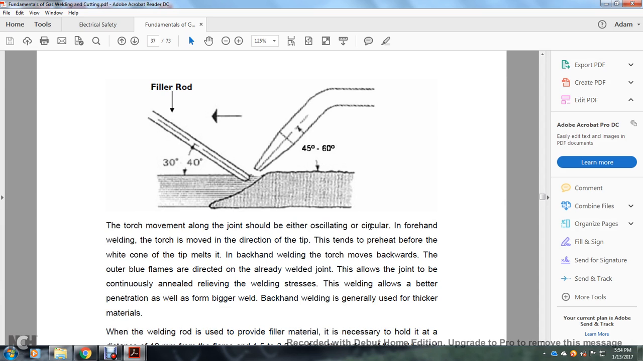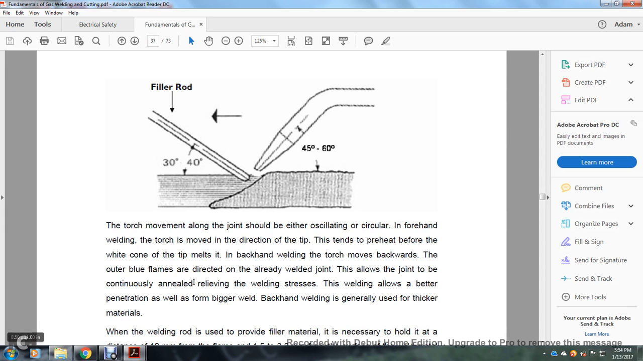The torch moved along the joint should either be oscillating or circular in forehand welding. The torch is held with the direction of the tip tending to preheat before the white cone. The tip melts the metal in backhand welding. The torch moves backwards, and the outer blue flames are directed at the already welded joint.